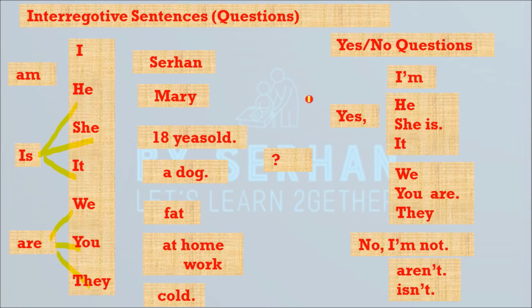And we answer these questions for short by using yes, no. For example, if I ask, am I Serhan? I can answer for myself, yes, I am. Is he married? Yes, he is. Are we fat? No, we aren't.